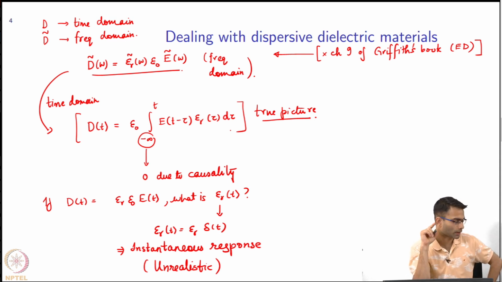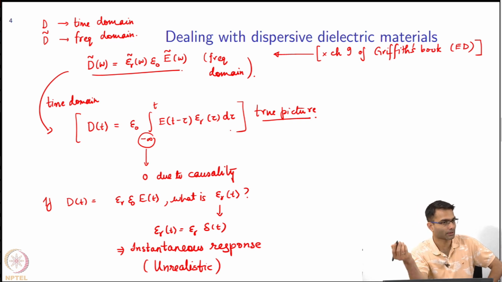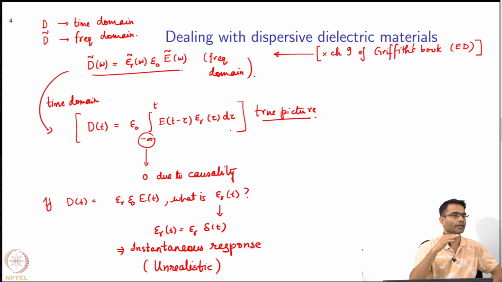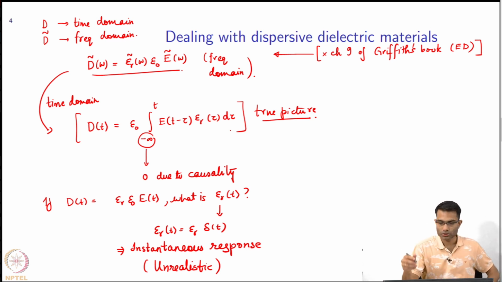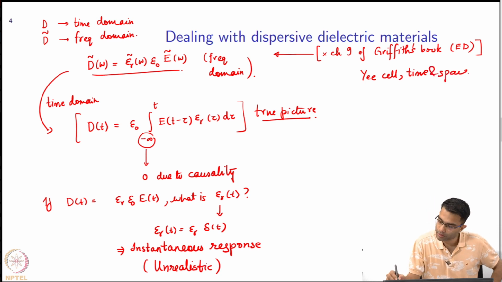Okay. So let's try to think of what are the challenges that will come with trying to implement this equation in FDTD. Okay. So you remember your Yee cell, there is an update in time, there is an update in space, right? So there is the Yee cell, time and space update.